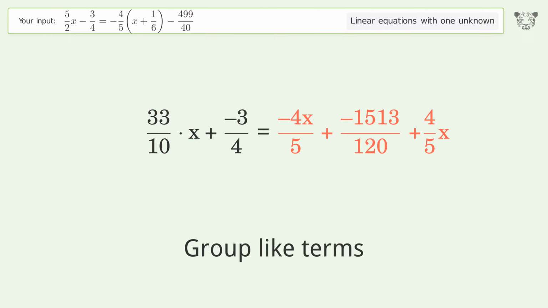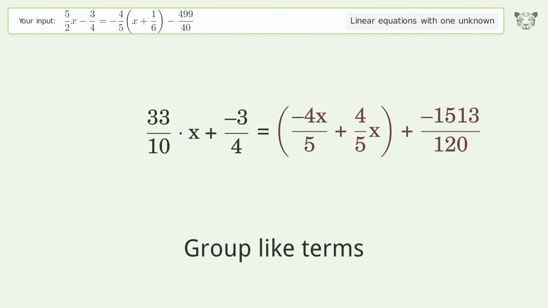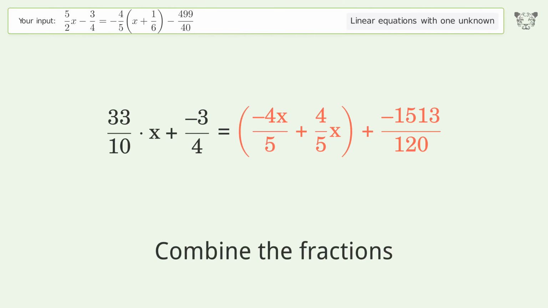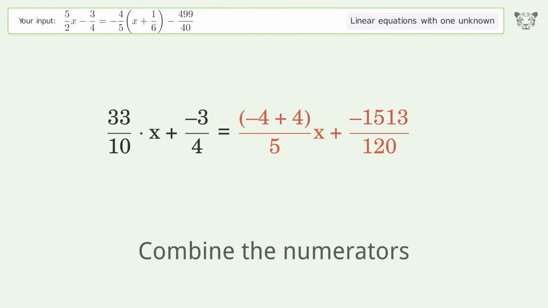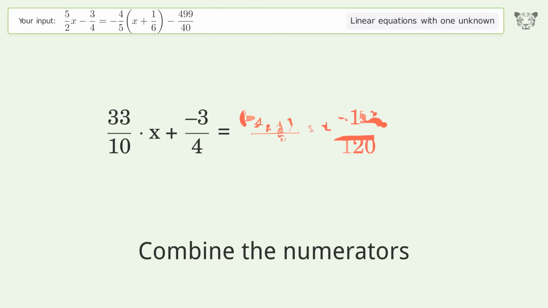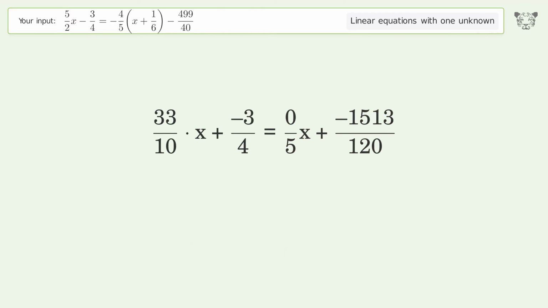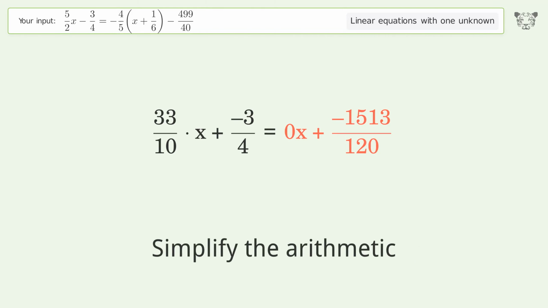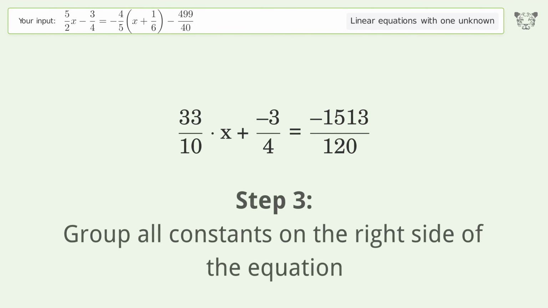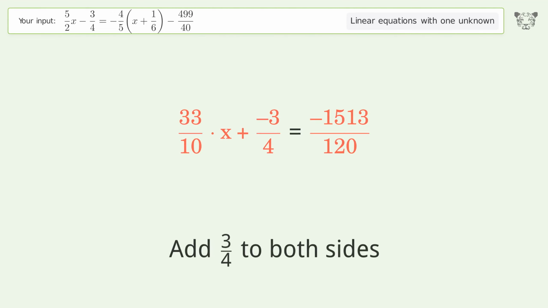Group like terms. Combine the fractions. Combine the numerators. Reduce the zero numerator. Simplify the arithmetic. Group all constants on the right side of the equation. Add 3 over 4 to both sides.